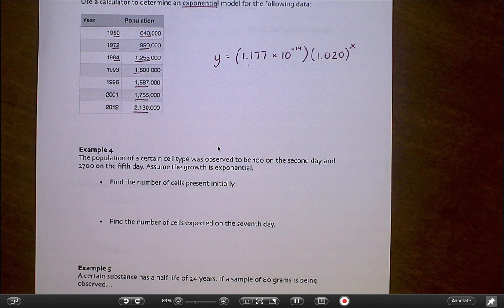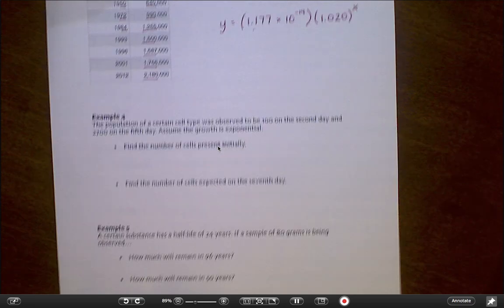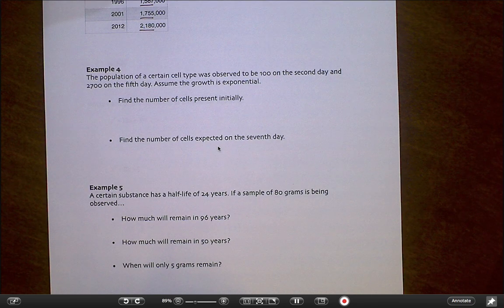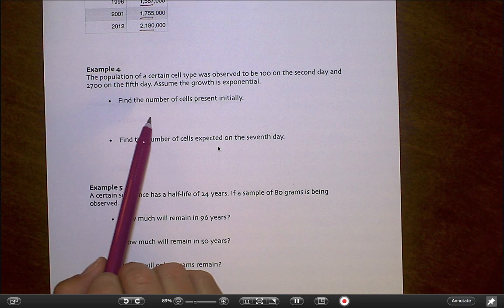Okay, let's do some modeling. Well, this is another type of modeling with data, but the data is just given to you in a different way. So the population of a certain cell type was 100 on the 2nd day and 2,700 on the 5th day. Assume the growth is exponential. So first it says find the number of cells present initially, and then how many are expected on the 7th day. You might be able to work this out mentally.